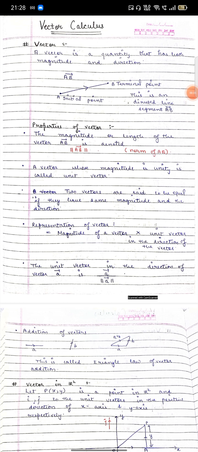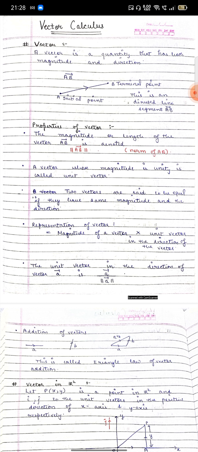So first of all we have to know what is a vector. A vector is a quantity that has both magnitude and direction. Now take a line segment AB whose initial point is A and terminal point is B, and its direction is from A to B, and it is denoted by vector AB.